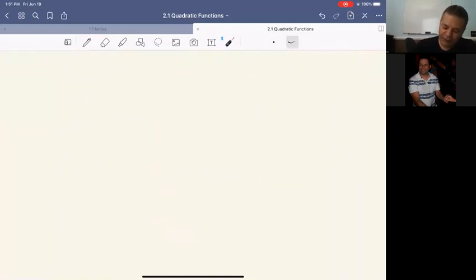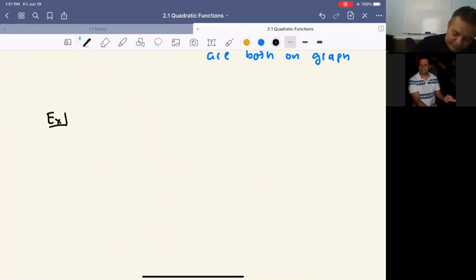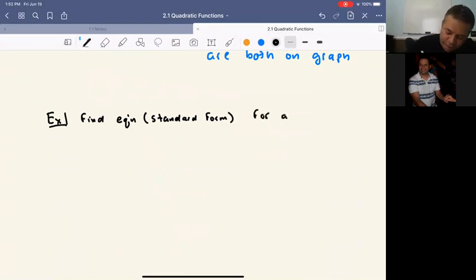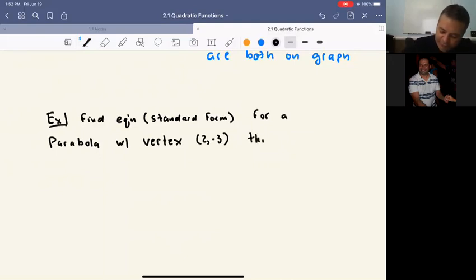The next problem is very similar. Find the equation, in standard form, for a parabola with vertex 2 comma negative 3 and through the point 4 comma 5.